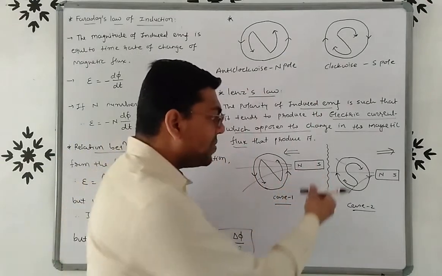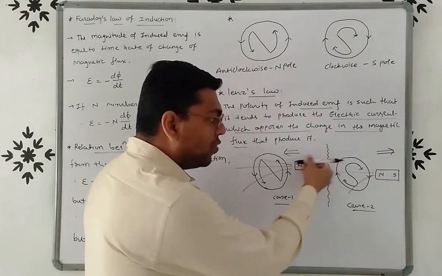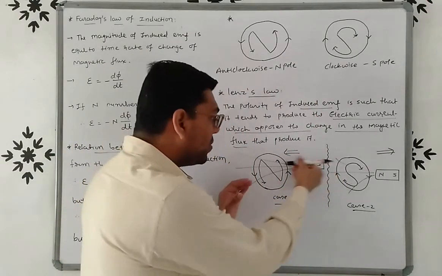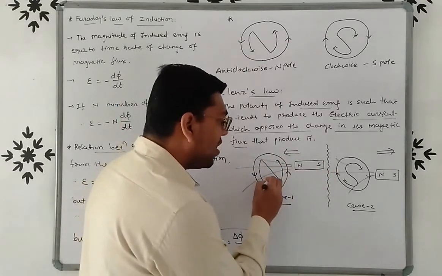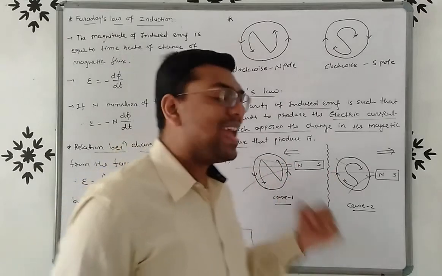When you move this magnet towards the coil, what happens? This coil behaves as a N pole.